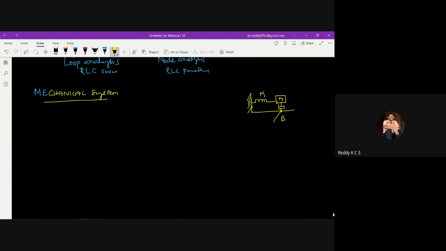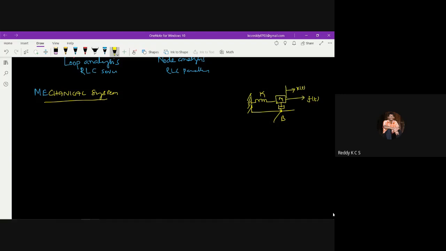Now I have applied a force in this direction, F of t, and of course there is a displacement caused due to this force applied in the same direction. So if you look at this mechanical system, due to this applied force, there will be a displacement x of t.